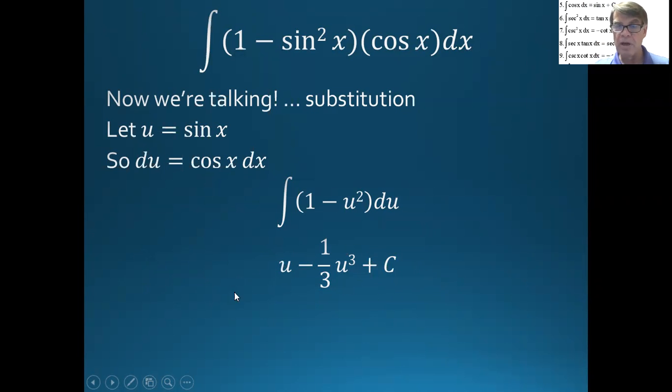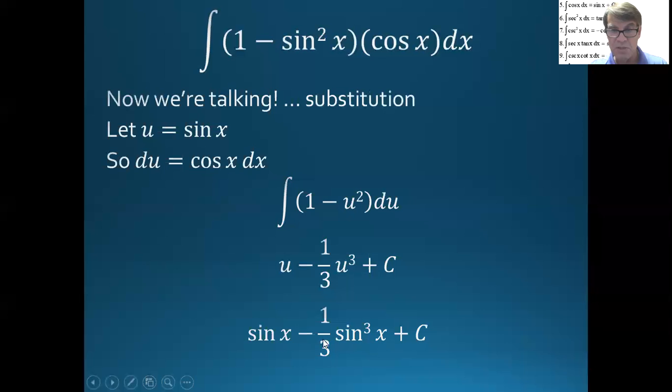We have found, by something that looked really hard, by using substitution, something that's very simple, because all we need to do now is substitute back in sine of x for u. So that becomes sine of x, and this becomes sine cubed of x, and there's peace in the world.